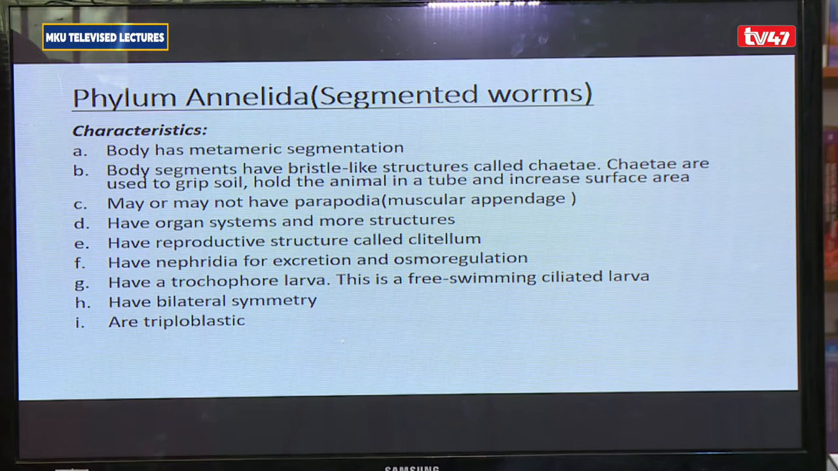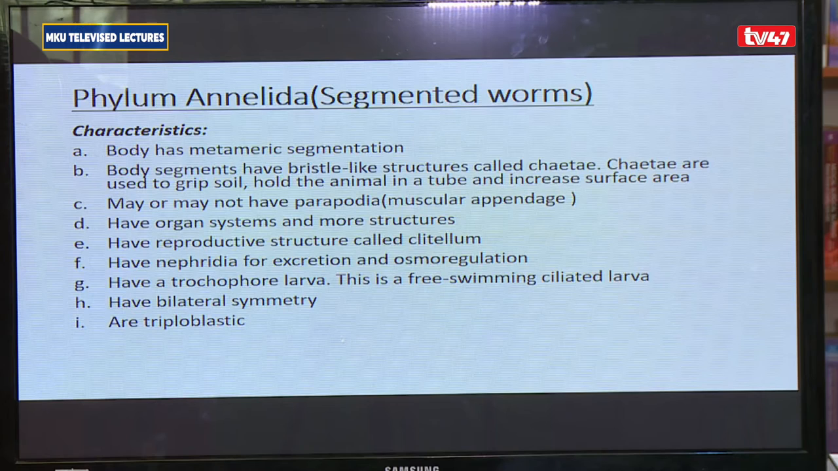They have a reproductive structure called a clitellum. The clitellum is basically an enlarged segment within the worm that is quite distinguishable. Usually it contains the reproductive structures. They have nephridia for excretion and osmoregulation.